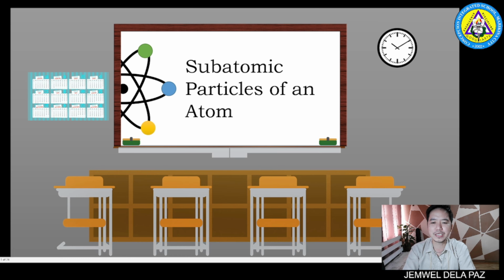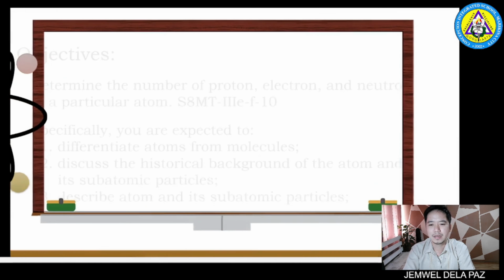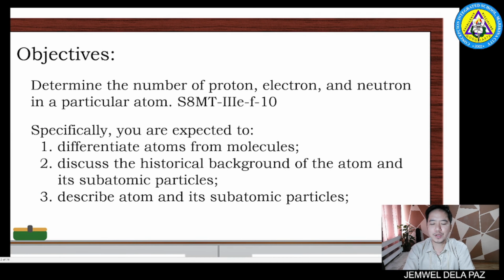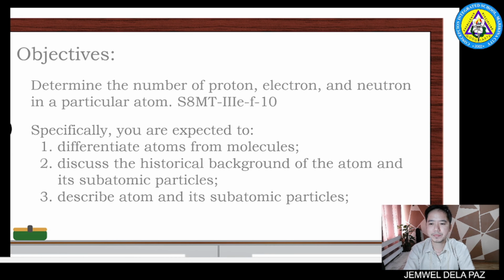This session is all about subatomic particles of an atom. Our learning objective for today is to determine the number of protons, electrons, and neutrons in a particular atom. Specifically, you are expected to differentiate atoms from molecules, discuss the historical background of the atom and subatomic particles, and describe atom and its subatomic particles.